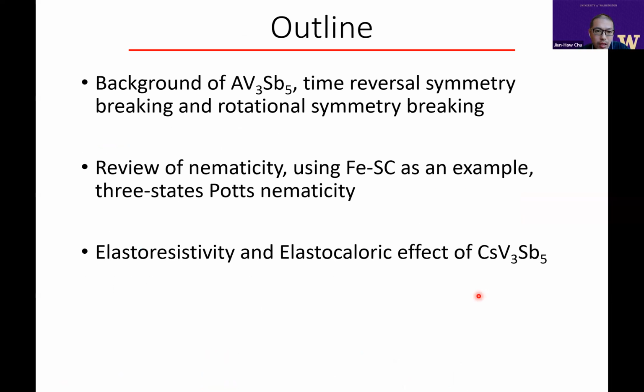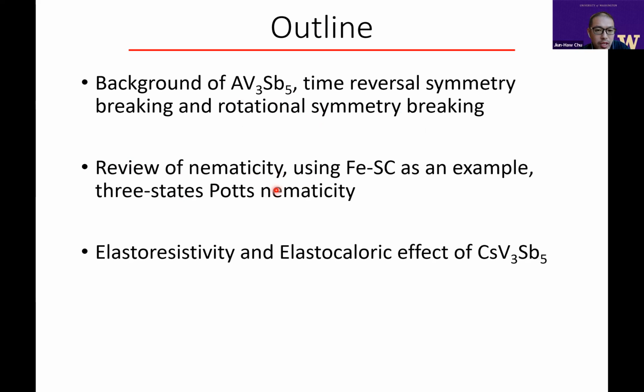I will start with the background of these vanadium-3 antimony-5 compounds. I will talk about the breaking of time-reversal symmetry and the breaking of rotational symmetry. But because we have had so many good talks on this topic in this online seminar series, I will really just focus on some experimental evidence associated with the symmetry breaking, especially the rotational symmetry breaking, and discuss its relevance to nematicity.